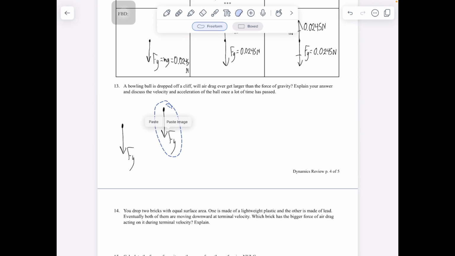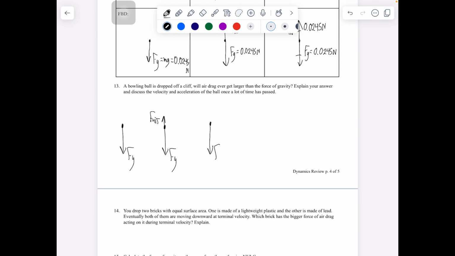Let's copy this over. A bit later, you have picked up some speed. The bowling ball is falling. It has some air resistance. That total force is a bit smaller because some of the gravity is canceled by the air resistance. It's still accelerating downwards, but at a smaller rate. The acceleration is not as big. A bit later, again, your force of gravity is not changing. But since you're going faster, your air resistance has grown. Again, you're still unbalanced downward, you're still accelerating downward, but not as fast.